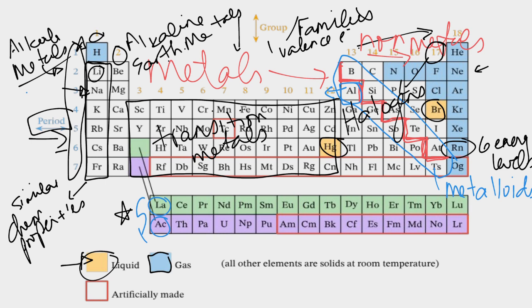And then our last group right here are called the noble gases. And noble gases have 8 valence electrons, except for helium. Helium only has 2, and they are inert. And inert is a special term you should know. It means that they are not reactive. They have full energy levels. They have no desire to react with anything.